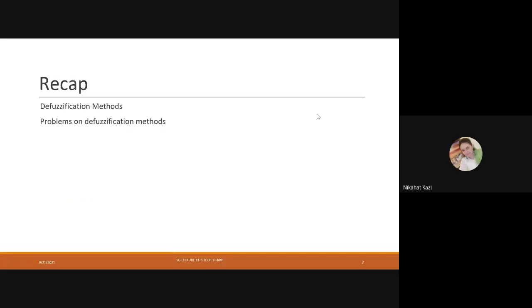So in the last lecture, we were discussing defuzzification methods and we solved some problems on defuzzification methods. We'll move ahead today and we'll be starting with fuzzy controller problem solving.